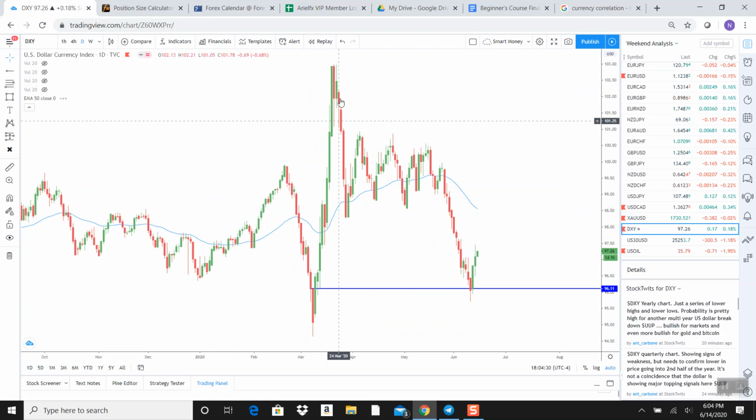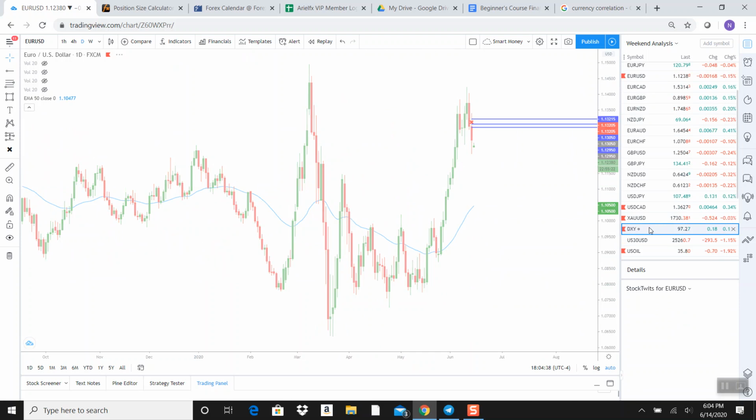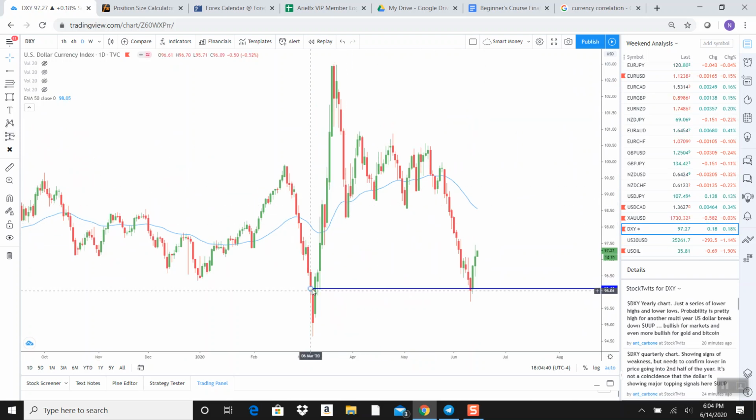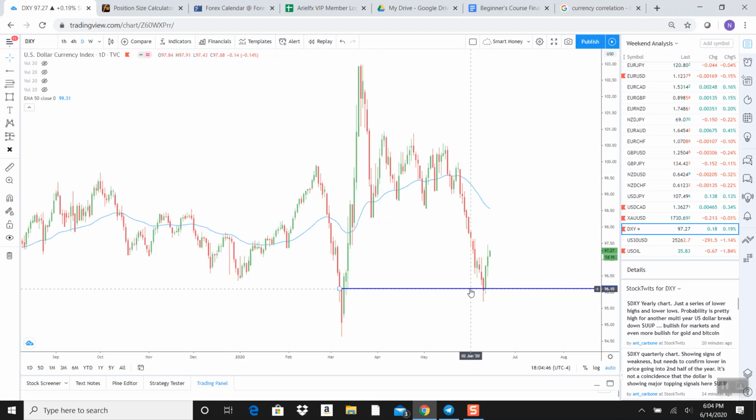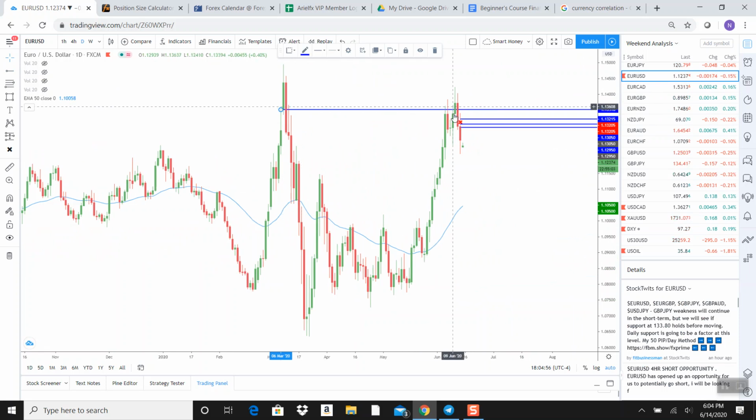Dollar index pushed to the downside, corrective nature. Euro USD pushed to the upside, corrective nature. The dollar index came into the last sell to buy, and we'll get into more of the sell to buys and the buy to sells in the advanced course, but for this particular zone, we came into this price point, this last sell to buy candle, to go long. Euro USD came into the last buy to sell candle to go short.